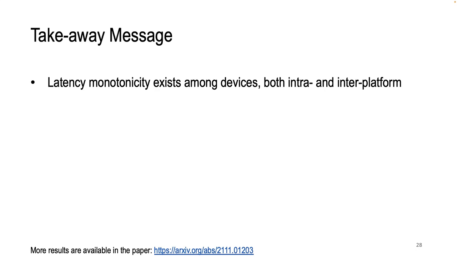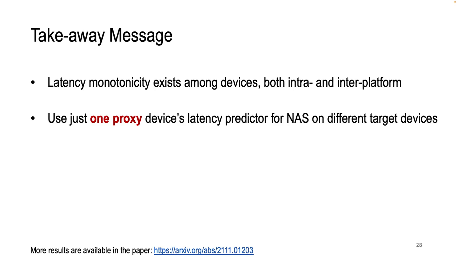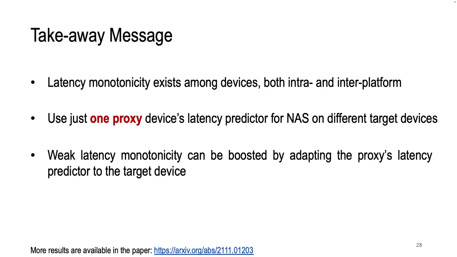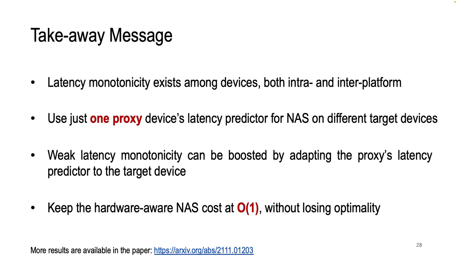Some takeaway messages we would like to share are that first, latency monotonicity exists among devices, both intra and inter-platform, and we can use just one proxy device latency predictor for NAS on different target devices. For the practical cases where latency monotonicity is not high enough, it can be boosted by adapting the proxy's latency predictor to the target device. And these approaches altogether keep the hardware-aware NAS cost at order of 1, without losing optimality.